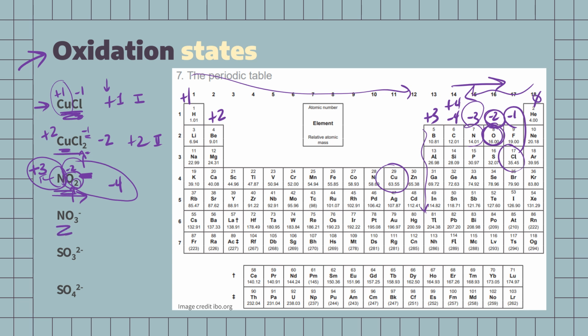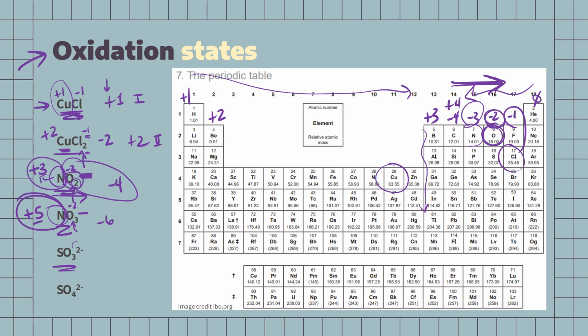Same thing for this species, NO3 with a -1 charge. I've got those 3 oxygens. Oxygen is more to the right in the periodic table, and so I'm going to give them all their -2 oxidation states. -2 times 3 is -6. I need to keep an overall -1 charge, which means that this nitrogen is going to have an oxidation state of +5. The oxidation state of this nitrogen is +5.